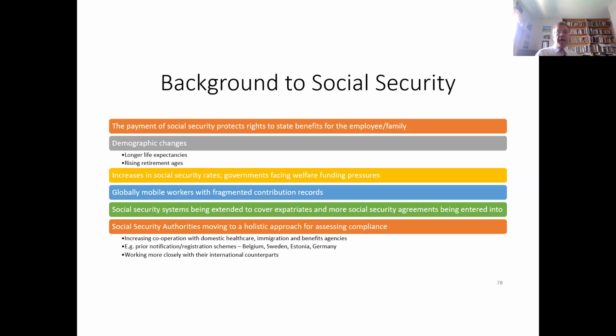Social security. So, as you may have noticed, life expectancy has gone up, pension costs have gone up, and therefore more countries are looking to tighten up their social security regimes. There is, for example, increasing cooperation with domestic healthcare, immigration and benefits agencies, prior notification registration schemes in countries like Belgium, Sweden, Estonia, and Germany. And social security has become more of a political issue.